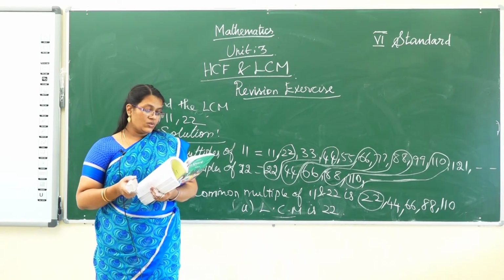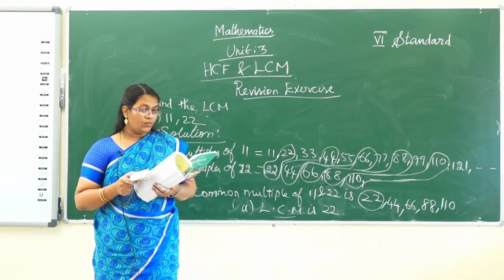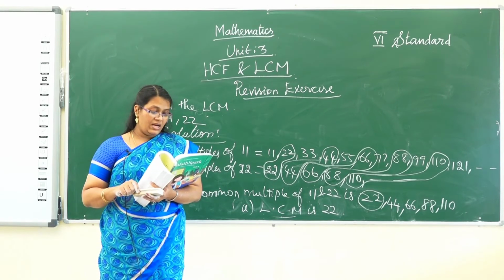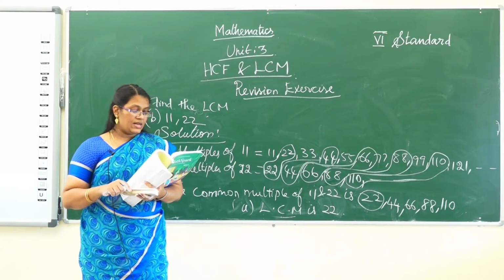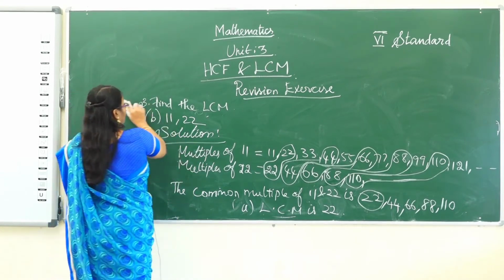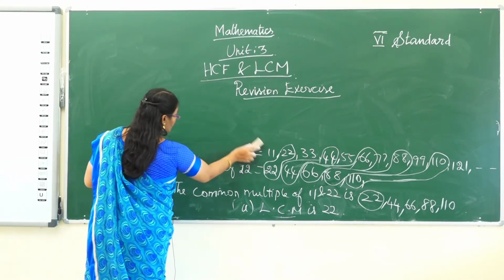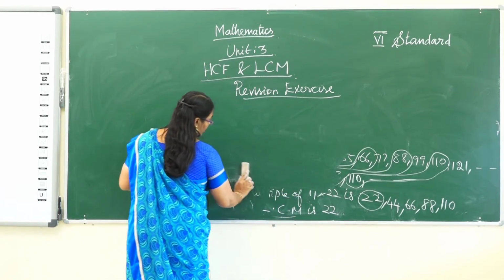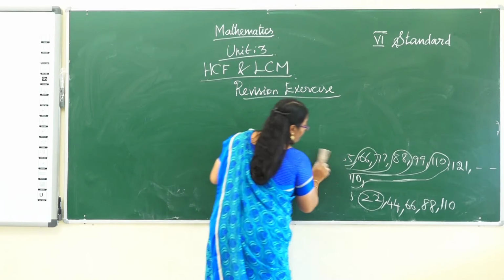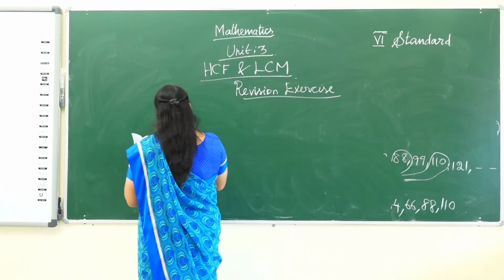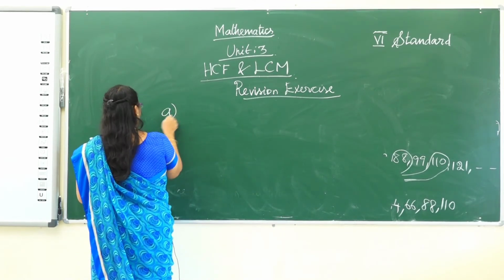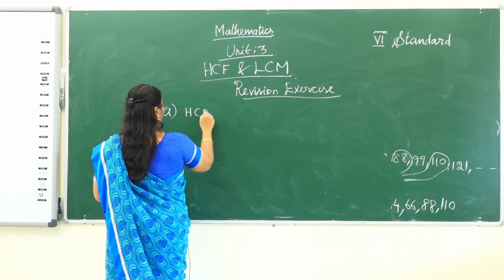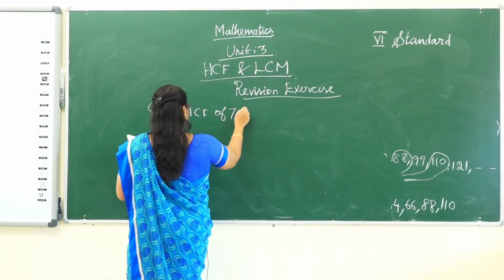Fill in the blanks using the following words or numbers in the box. First one, the HCF of 7 and 16 is dash. So 7 is an odd number and 16 is an even number. So first one, HCF of 7 and 16 is given.